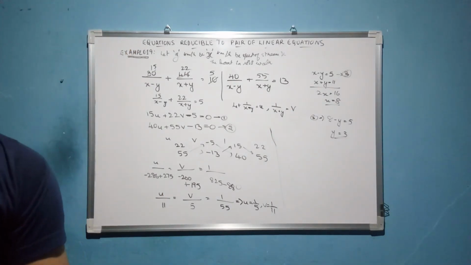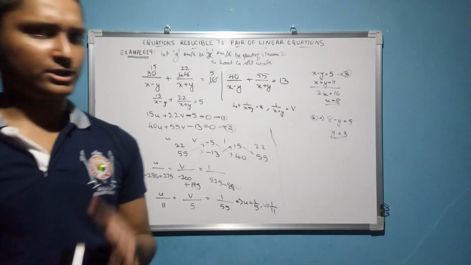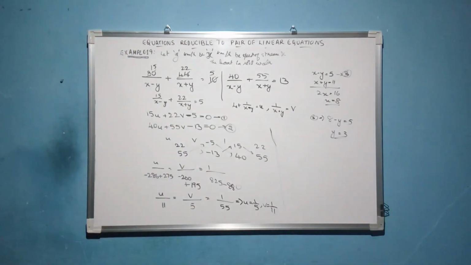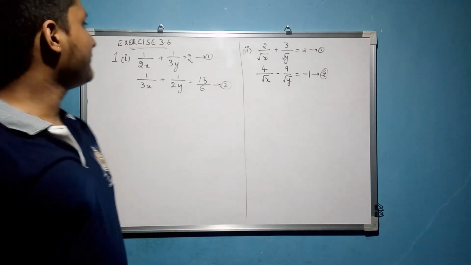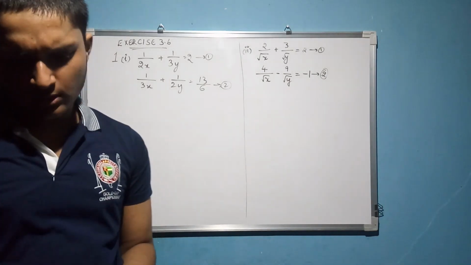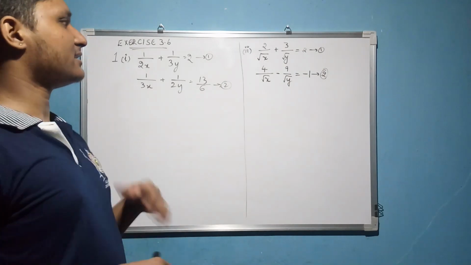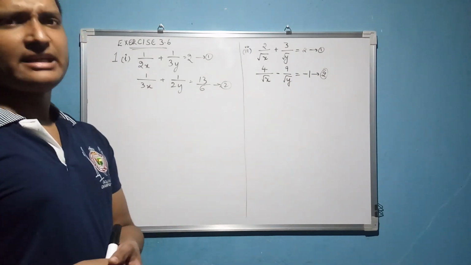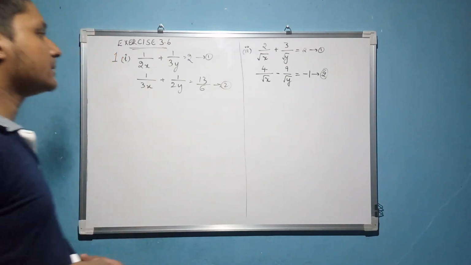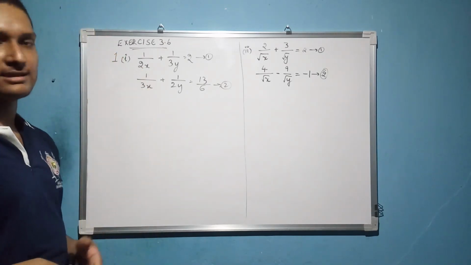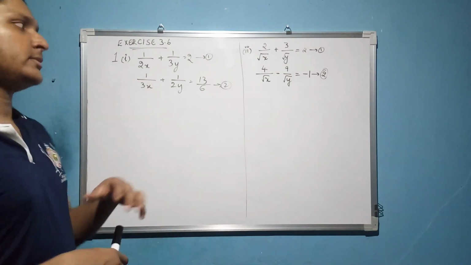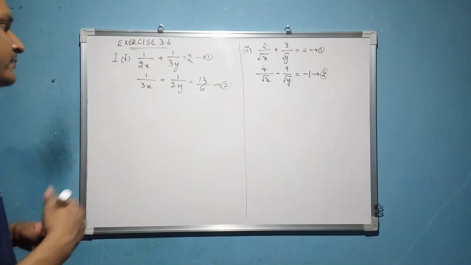So next we'll move on to the exercise. In the exercise I'm not going to do every question over there, so I'm going to select some of the questions and then do it. Okay, you have exercise 3.6. Here you have the first question. You're asked to solve the pair of linear equations by reducing them. Maybe reducing is not important here. You need to just solve them. Solving is more important. Here it is direct 1 by x and 1 by y, as I had done 1 by u and 1 by v. Similarly you are going to do this one also.